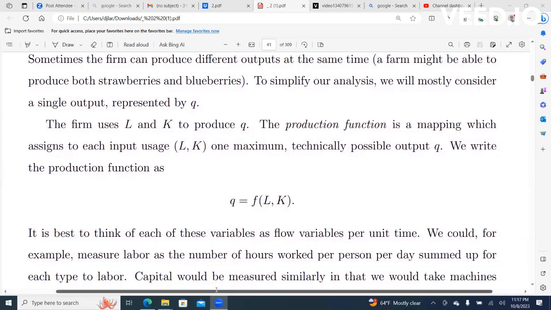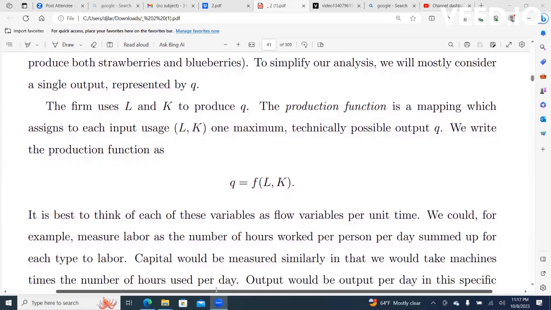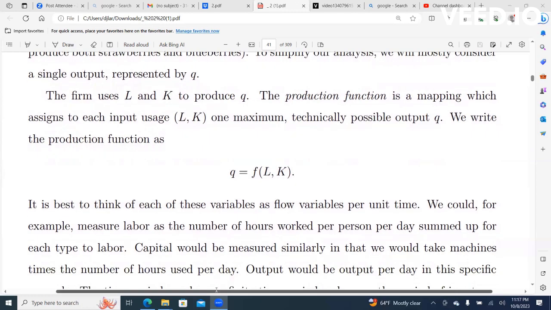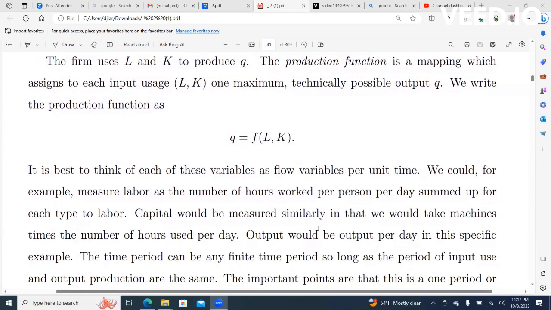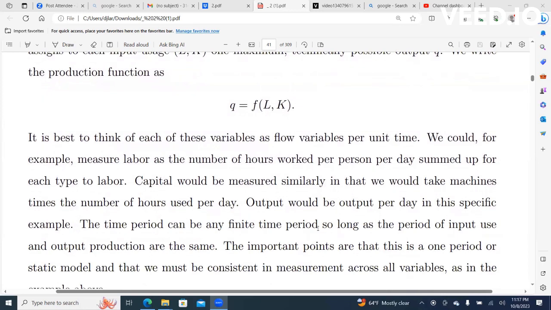We're starting to get into the math finally. The firm uses L and K, that's labor and capital, to produce Q, quantity Q. The production function is a mapping which assigns to each input usage (L, K) one maximum technically possible output Q. A mapping is just another definition of a function, or a way to describe it. But you have inputs, independent variables L and K, a multi-variable function, and then an output Q, which maybe we want to maximize, or not necessarily.